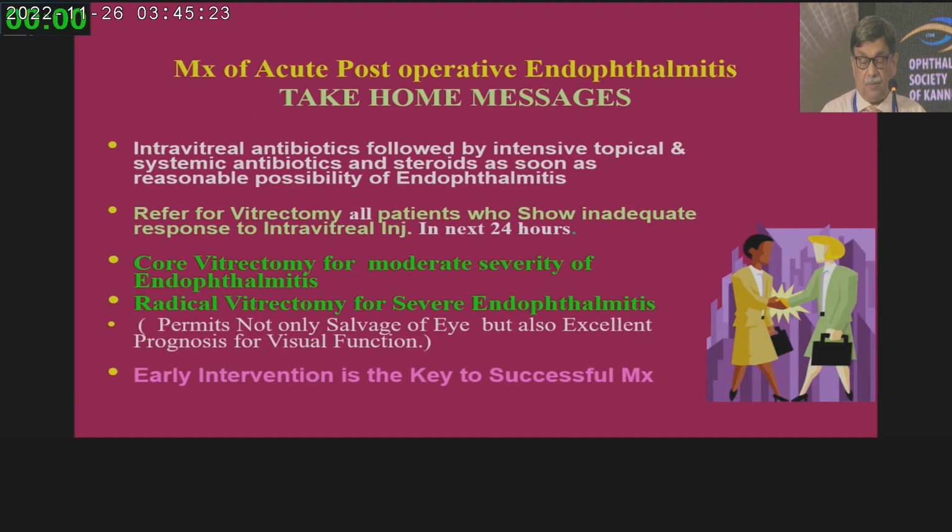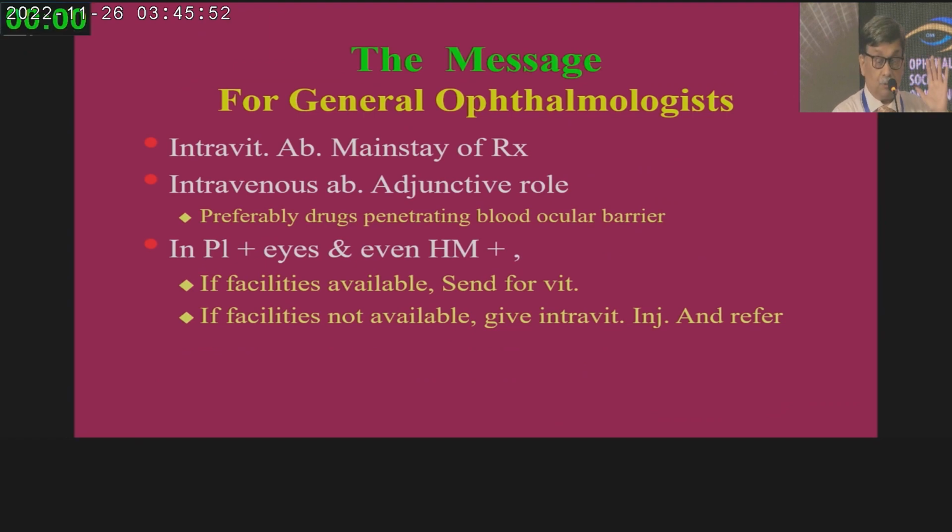So the take-home message, ladies and gentlemen, is intravitreal antibiotics to be followed by intensive topical and systemic antibiotics and steroids as soon as there's a reasonable possibility of endophthalmitis. Refer for vitrectomy all patients who show inadequate response to the intravitreal injection within the next 24 hours. A core vitrectomy for moderate severity of endophthalmitis, radical vitrectomy for severe endophthalmitis, and early intervention is the key to successful management. For general ophthalmologists, the main message is intravitreal antibiotics are still there to stay. Intravenous antibiotics have an adjunctive role only.